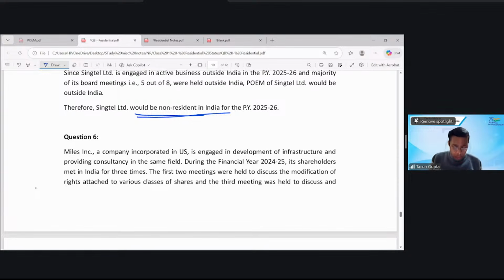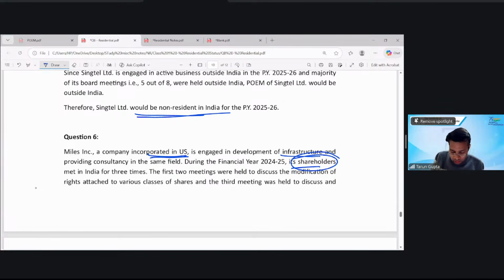MileSync, a company incorporated in the US, is engaged in development of infrastructure and providing consultancy in the same field. So I'm a foreign company incorporated in the US, engaged in infrastructure development and consultancy business. During the financial year 24-25, its shareholders met in India 3 times. Who met? Shareholders, not the board of directors.